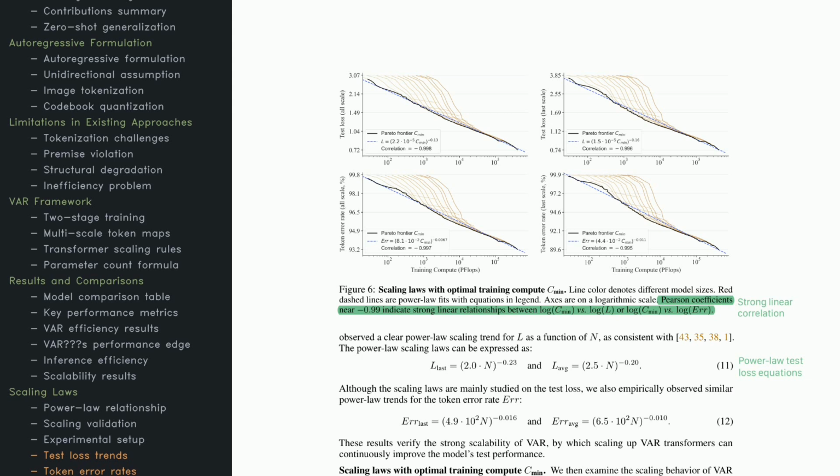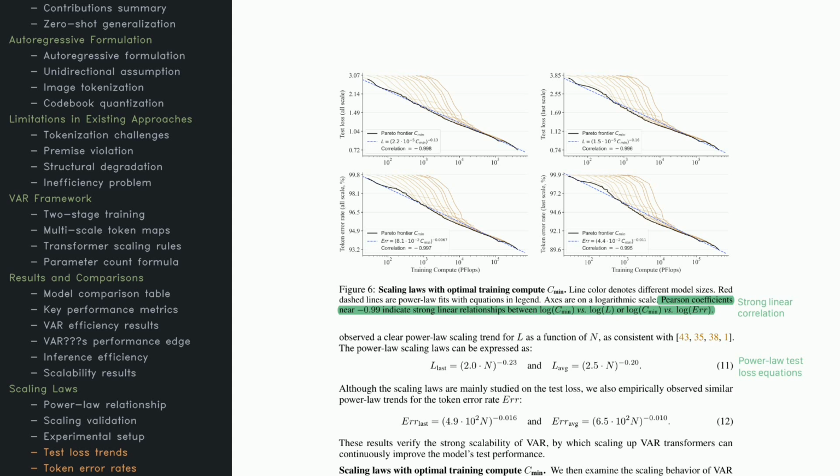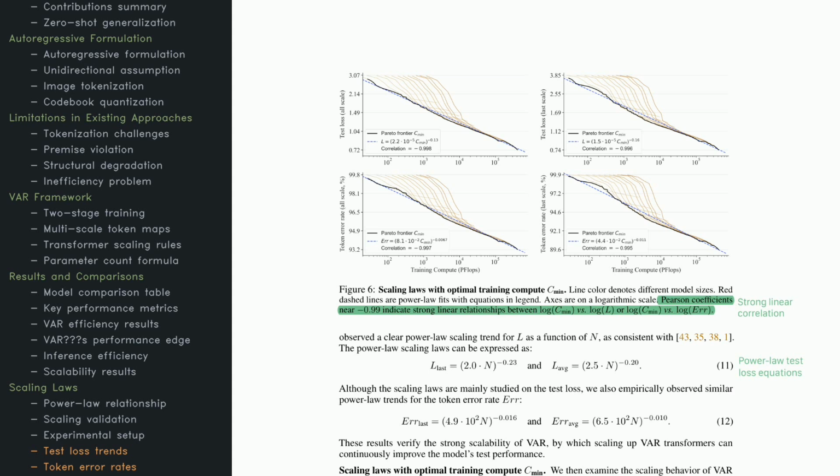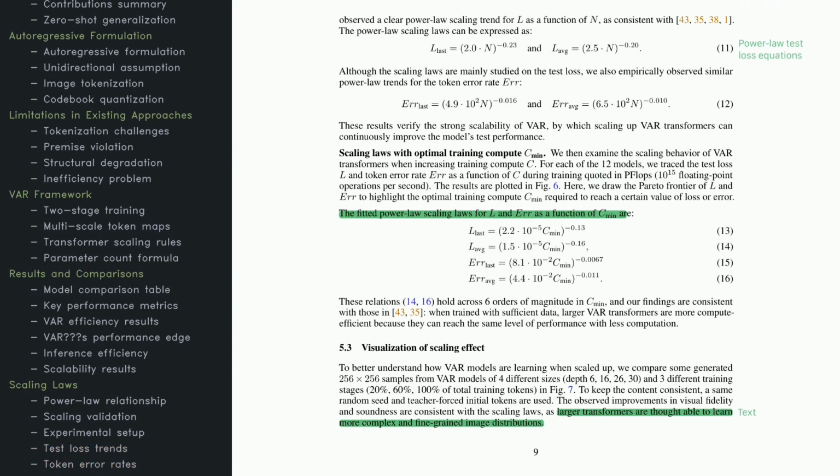L ~ C_min^-0.13. That -0.13 means if you boost compute, the test loss drops at a steady rate. The same goes for token error rates, which also follow these neat patterns. This predictability is rare and valuable, making it easier to plan how to improve the model further. As we continue, we see more examples of how scaling compute, C_min, affects VAR. Test loss and token error rates keep improving as you pour in more computational resources.